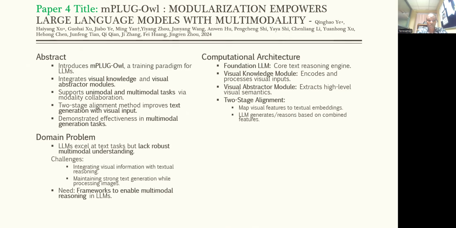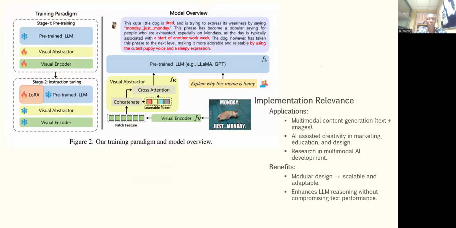in processing visuals. Its architecture adds a visual knowledge module and a vision abstractor, and then aligns them with the language model in two stages, like we can see in the architecture diagram on the slide. So what's powerful about this model is that it can generate multimodal content without compromising the strength of text generation.